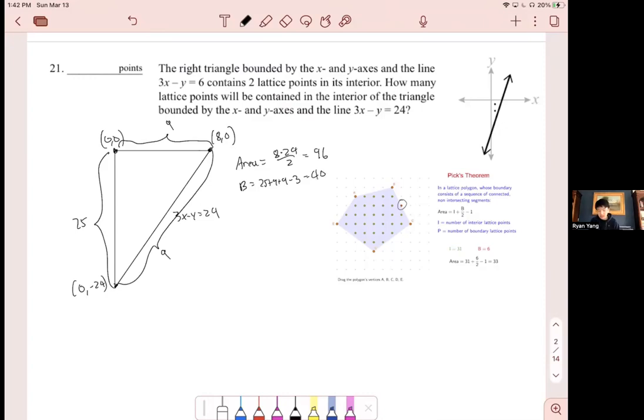So b equals 40. In this equation, we know the area, we know b, and the only variable left is I, the number of interior lattice points. So we can just plug numbers in. 96 equals I plus 40 over 2 minus 1. Rearranging, this becomes 77.